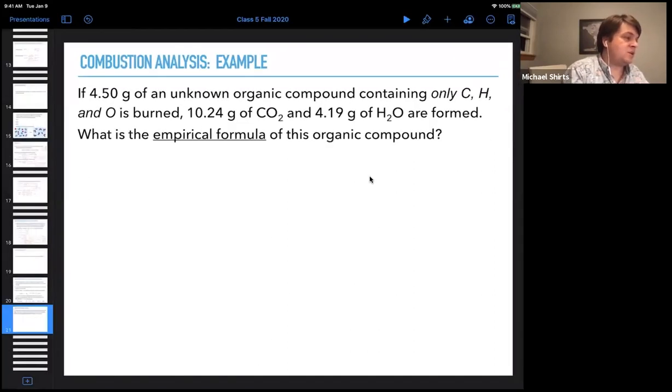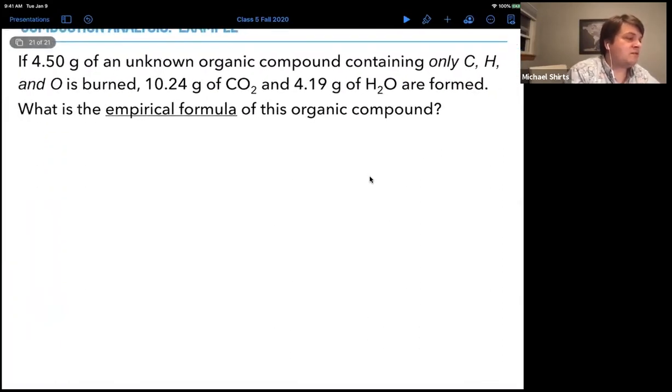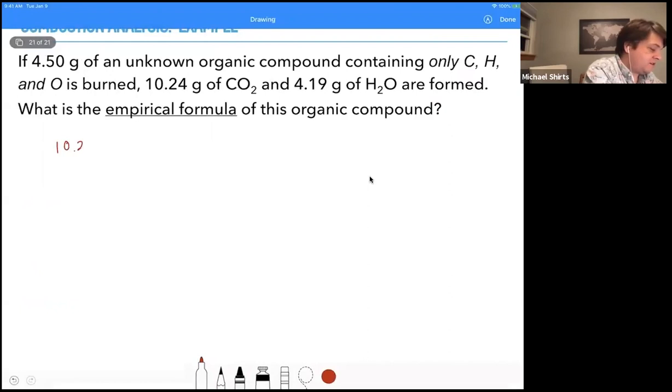What we want to be doing is converting from grams to moles. So we've got 10.24 grams of CO2, and 1 mole is our conversion factor. Again, I'm not going to actually calculate the molar mass of CO2 or H2O here, but you'll do it.